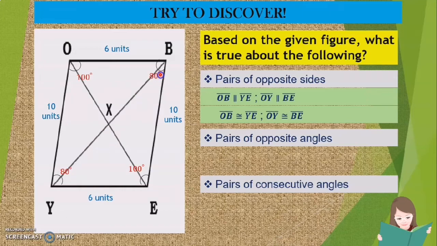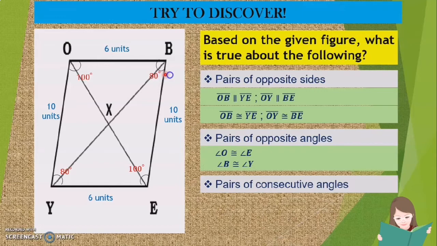Now, if you're going to write that in symbols, you now have two pairs of opposite angles that are congruent in the figure. And so you write angle O is congruent to angle E, angle B is congruent to angle Y. So let us proceed to the pairs of consecutive angles.